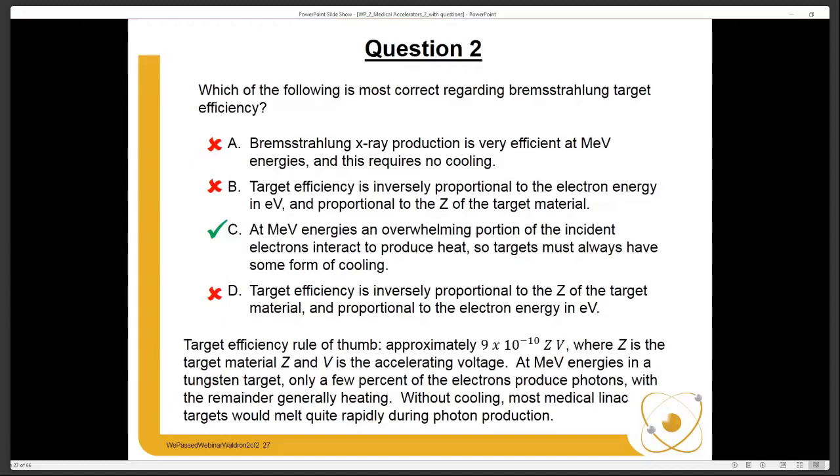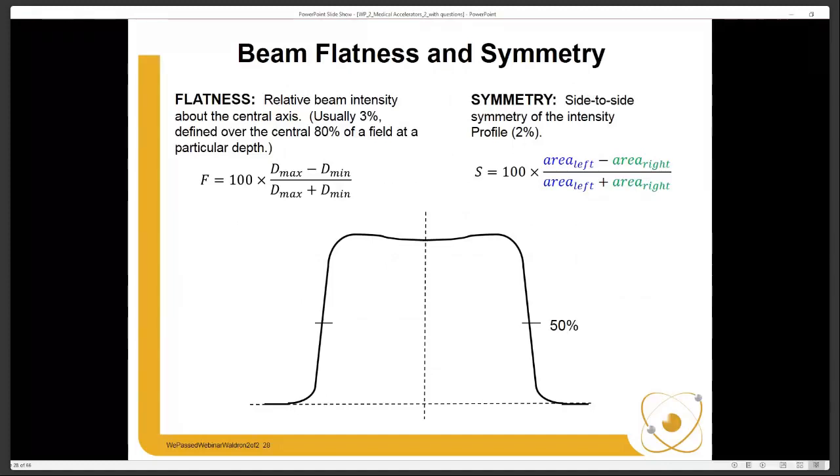All right, I'm going to move forward now to the next one. Now I mentioned making the beam uniform, so let's talk about what we mean when we mean beam uniformity. And by beam uniformity, we mean flatness and symmetry. Flatness is the relative intensity about the central axis. Usually we apply a 3% window as defined over the central 80% of a field at a particular depth.